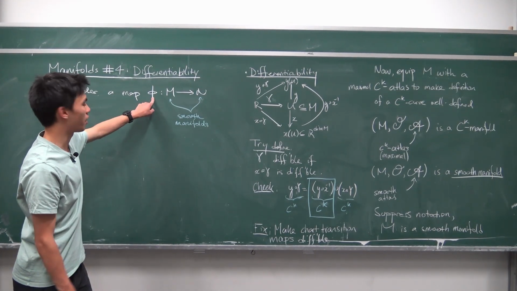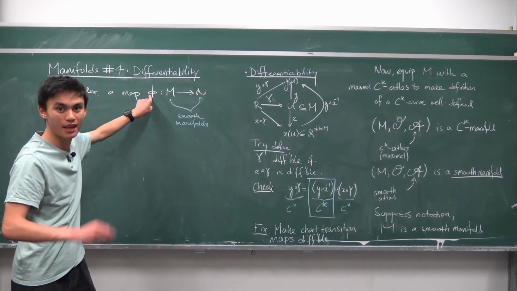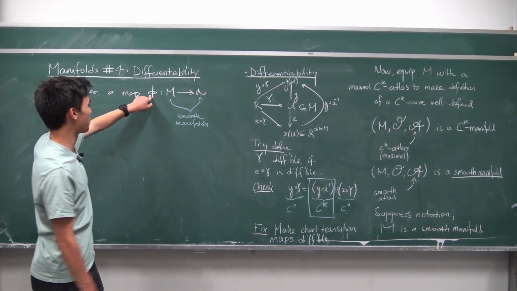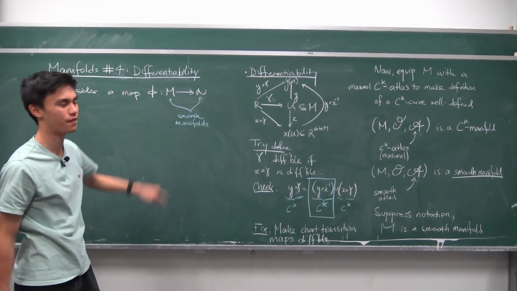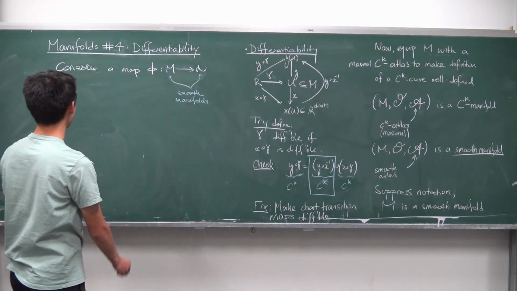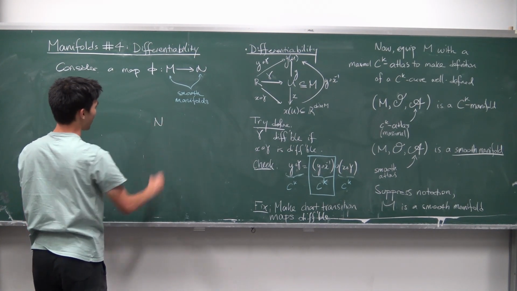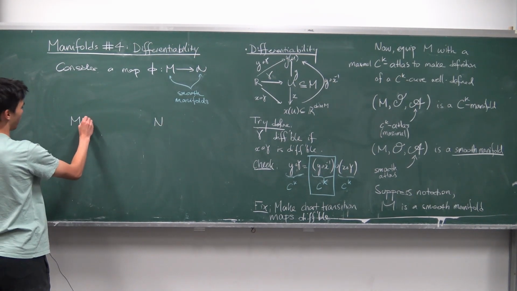Now we can take a look at what it means for this map phi to be differentiable. And remember, we can't exactly differentiate this map phi because we're working over manifolds. We can't take difference quotients or anything. So we have to work in terms of charts now. Let's see how we might want to do that. So we have manifold M and then manifold N. Now we want to take a look at charts, so we can only do subsets here.